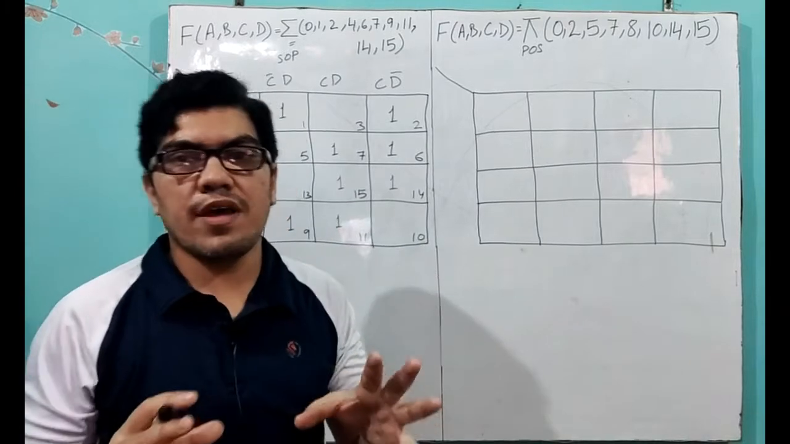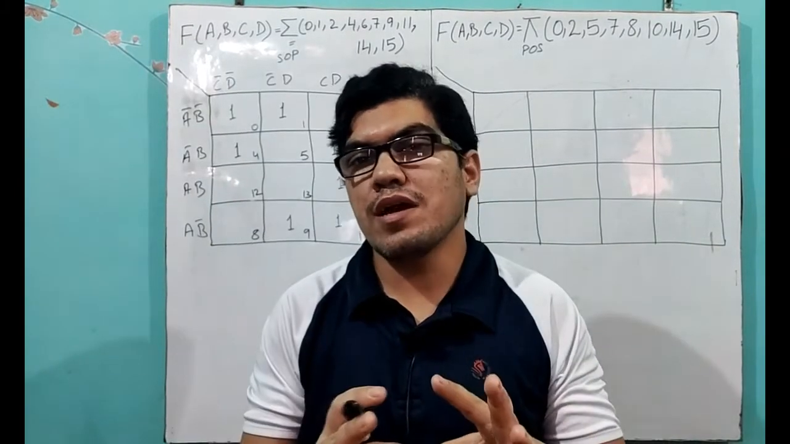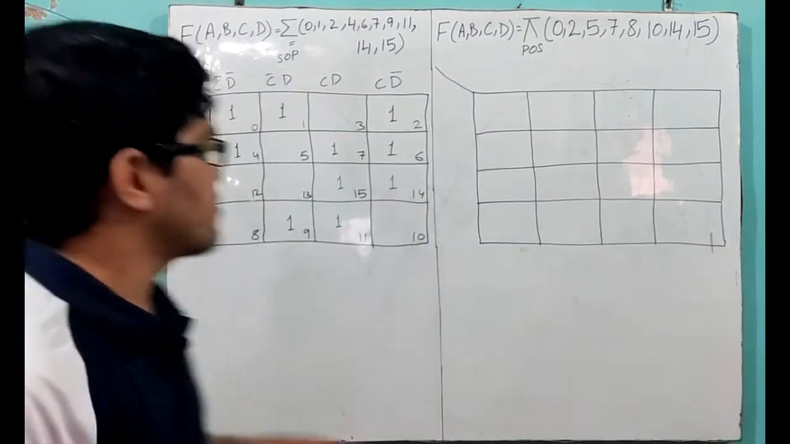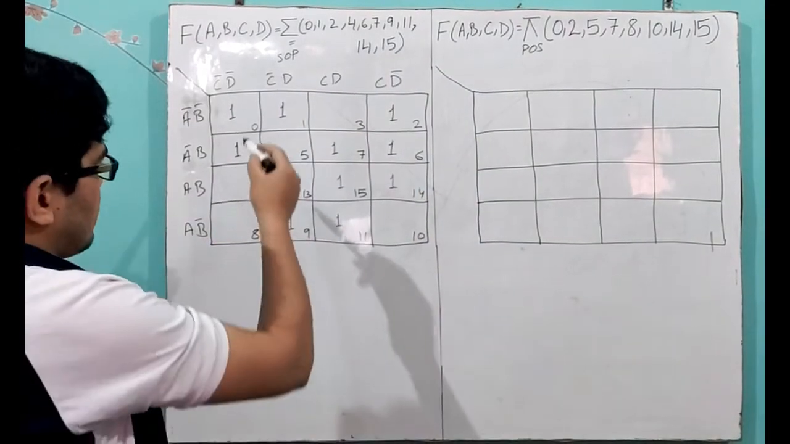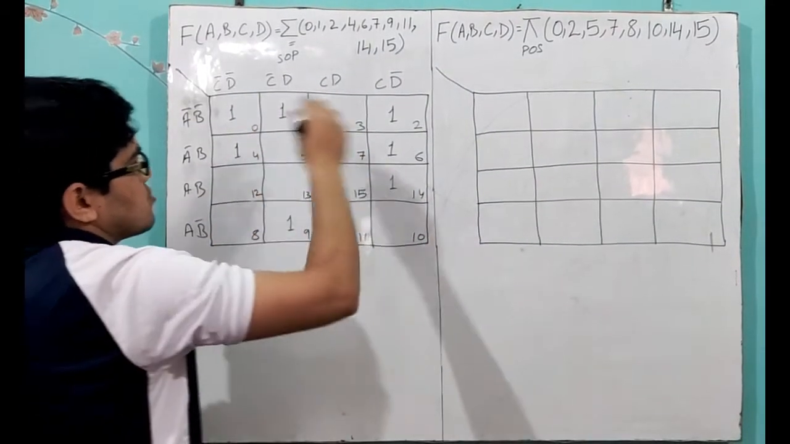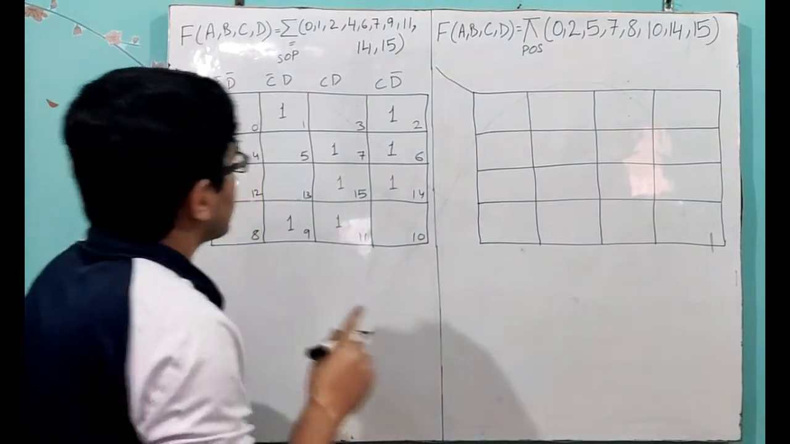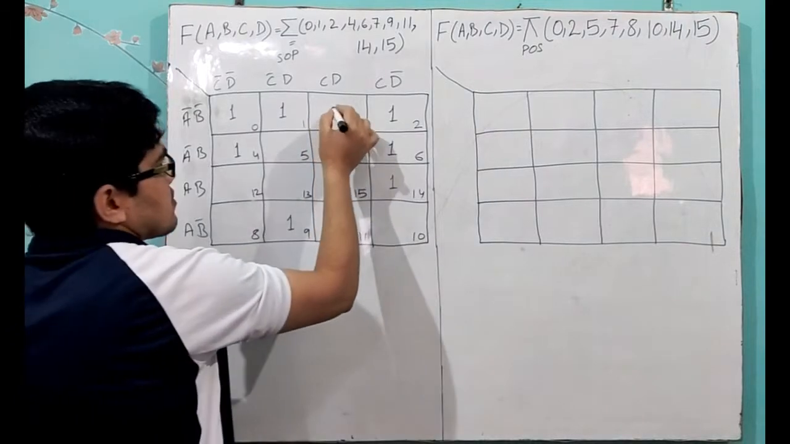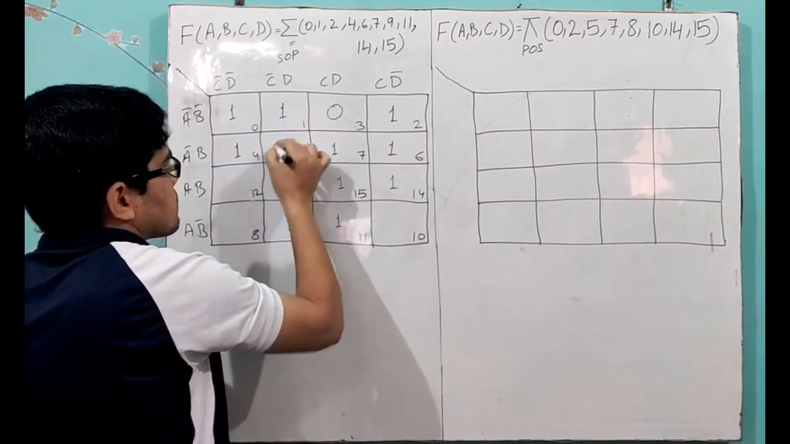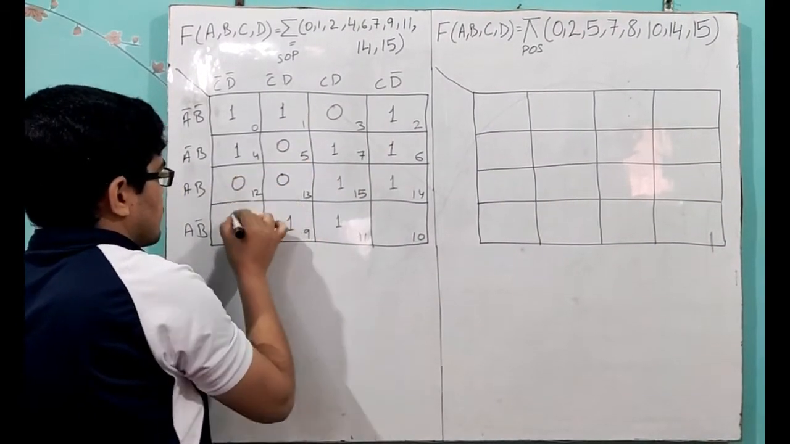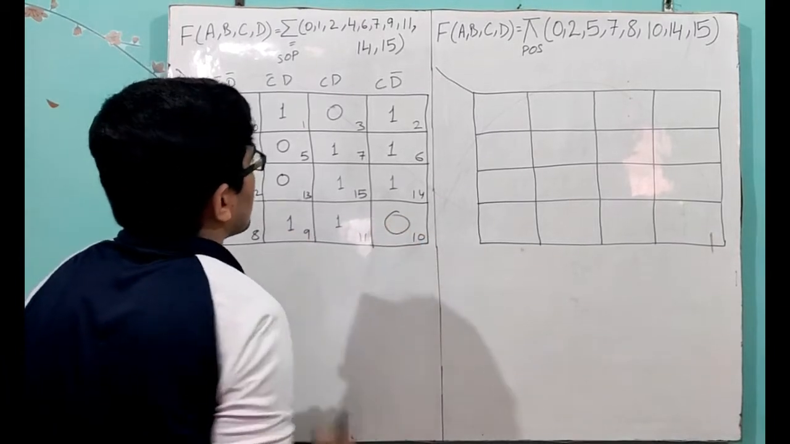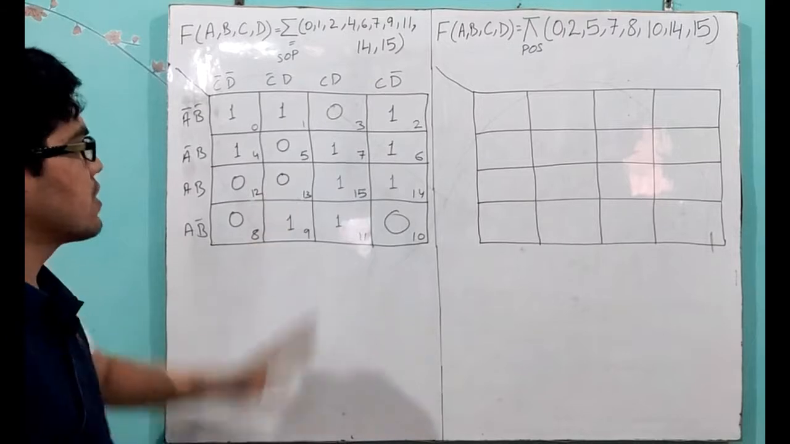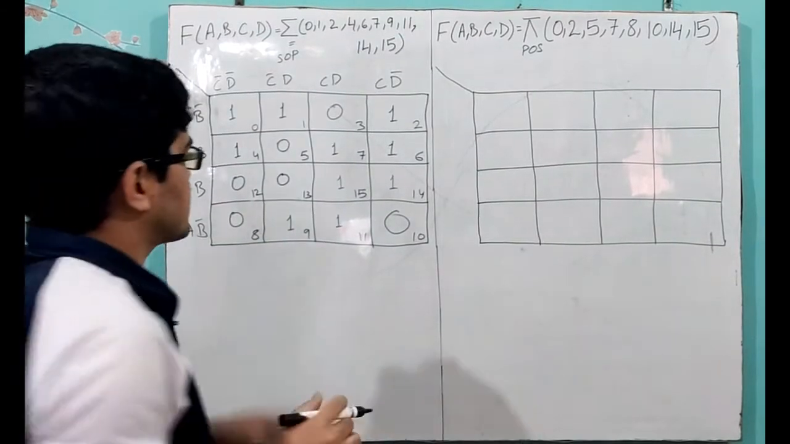Now first we have to look for an octet. We have to make octets, quads, pairs. So first we will go with octet, and we can see there is no octet. One more thing you have to keep in mind: the cells which are unfilled, you will fill with 0. Now look at the octet. There is no octet.